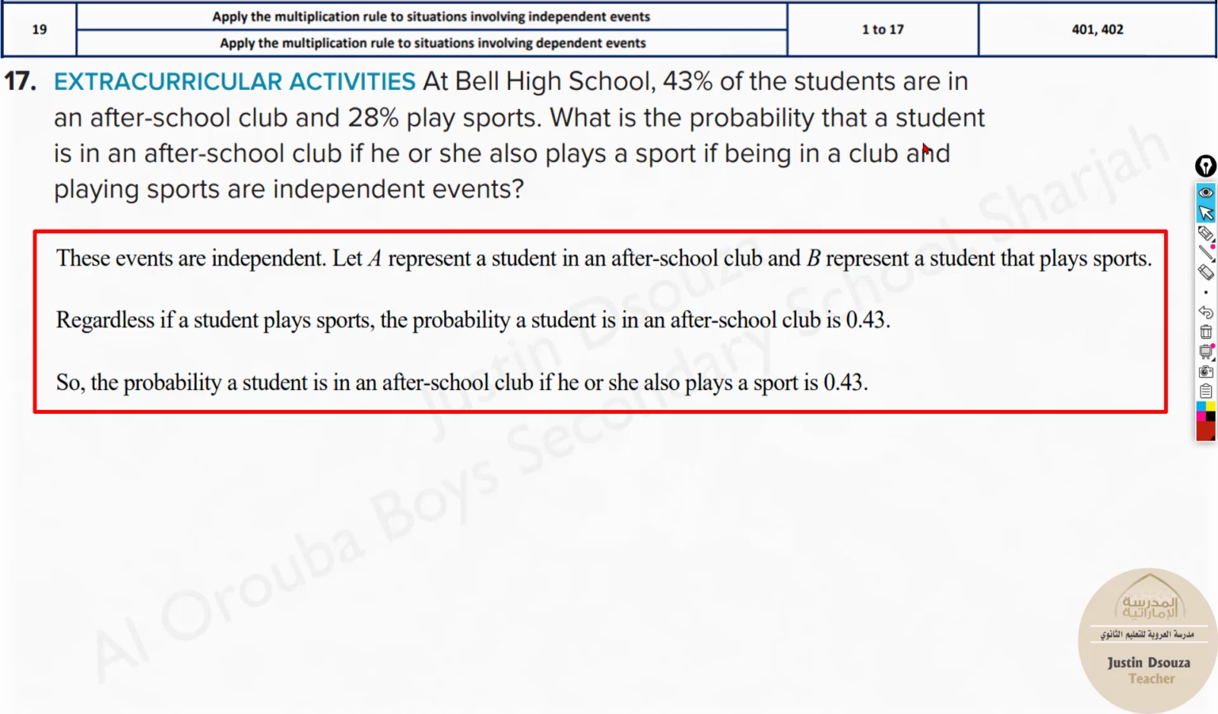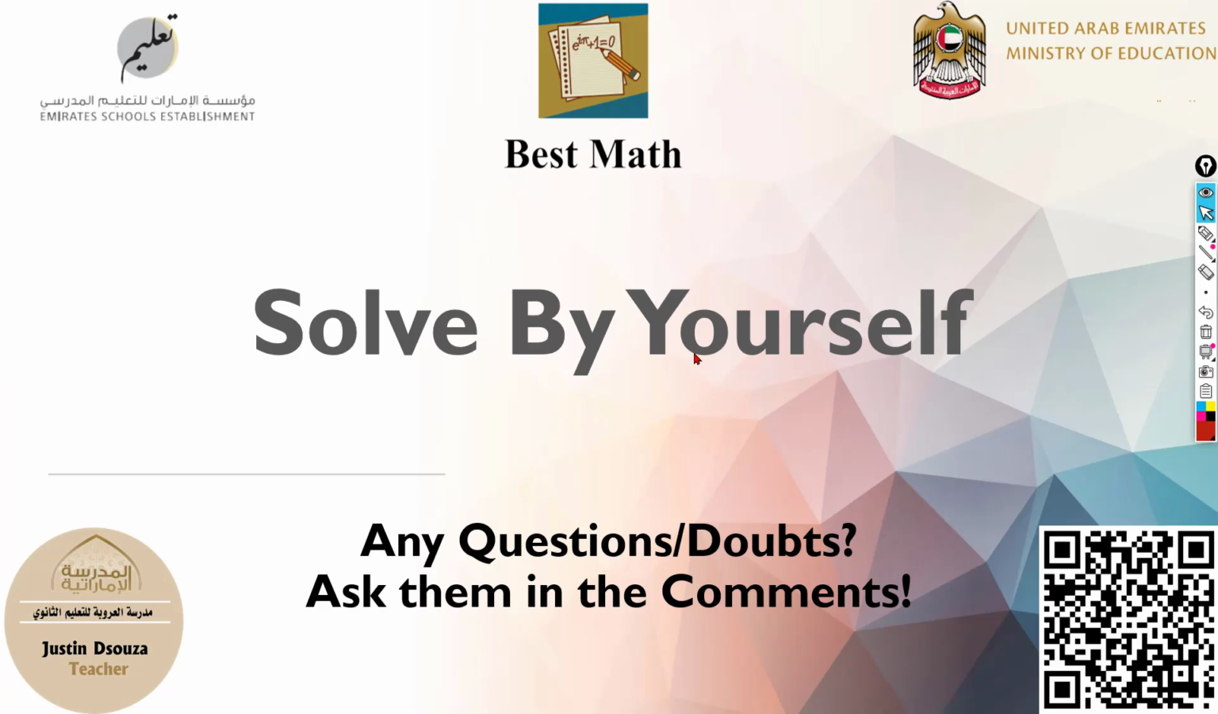So now, what do we want? The probability that a student is in an after-school club? It's obviously 43% because it's regardless of what they play. See, it's clearly mentioned whether they play sports or they're in an after-school club activity, they're not affected because they're independent events. So this is again another simple one. And that's it. So please do practice all these problems by yourselves.